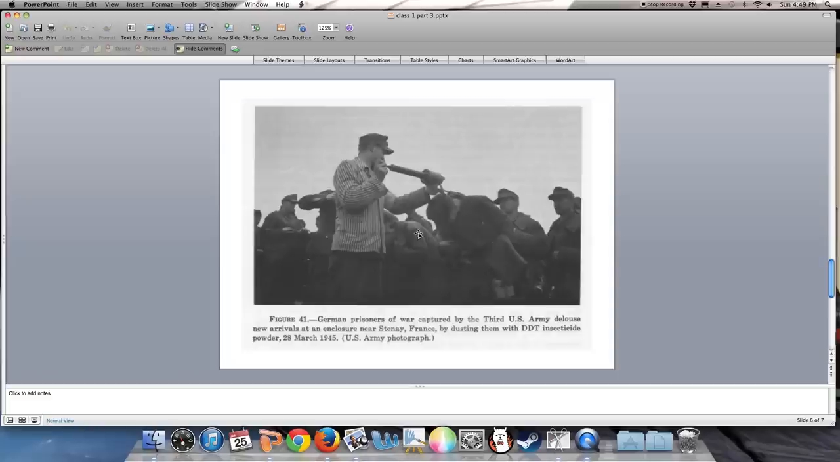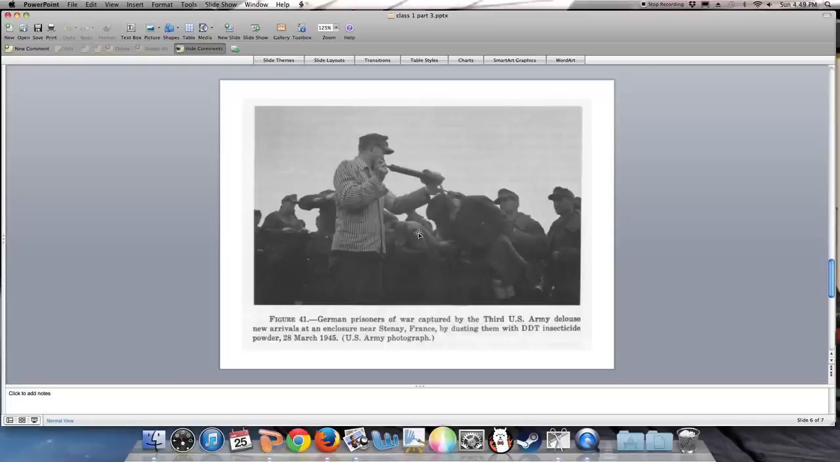And of course, one of the major ways that chemistry contributed to the war effort was with chemical insecticides. This is a photograph of German POWs being sprayed with DDT, a chlorocarbon-based pesticide. Now, chlorinated hydrocarbons occur nowhere in nature, and pests have no natural immunity to them. So these materials were incredible insecticides.